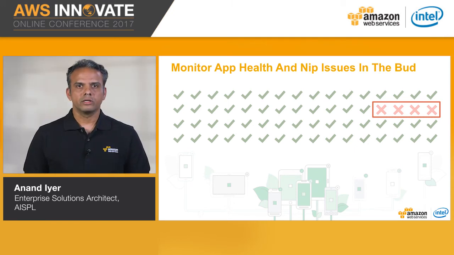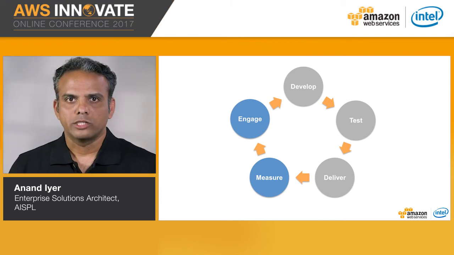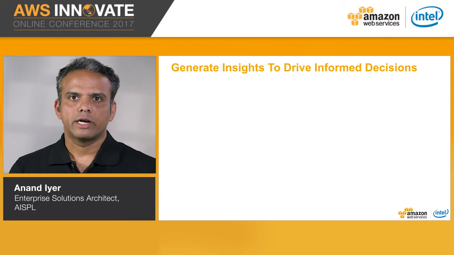It's the moment of truth. Now that your app is running in production, you want to know how it is doing. You want to measure its effectiveness and increase its usage. That's where we will discuss the third phase of the mobile app lifecycle. Once your app is deployed, you want to generate insights in order to drive informed decisions.